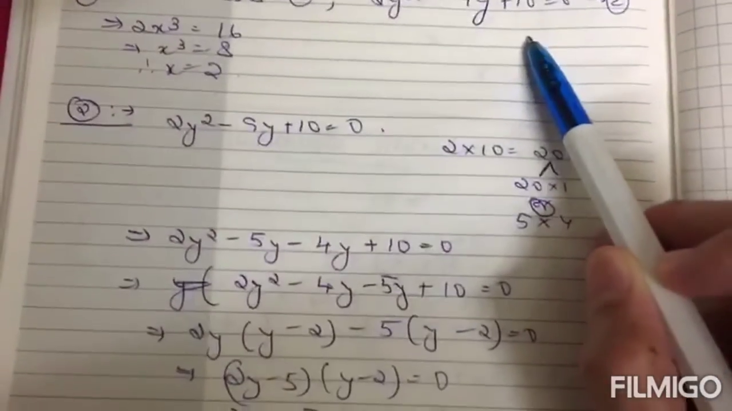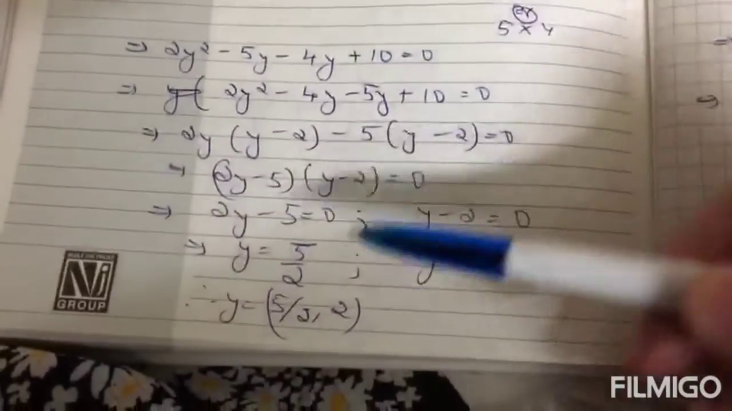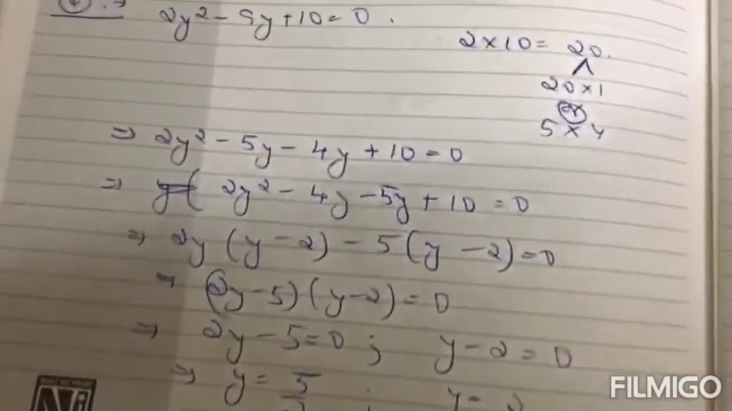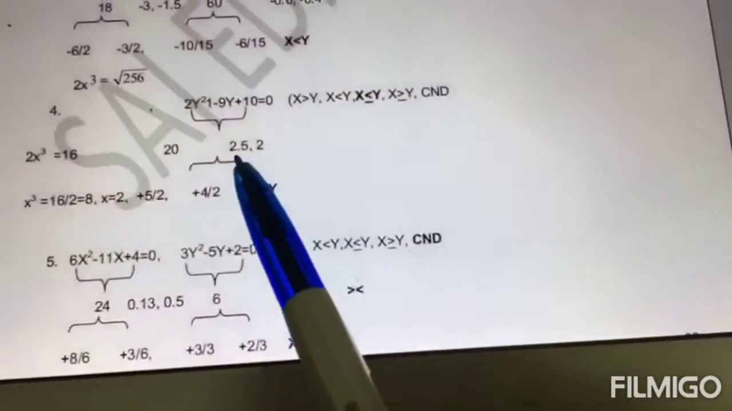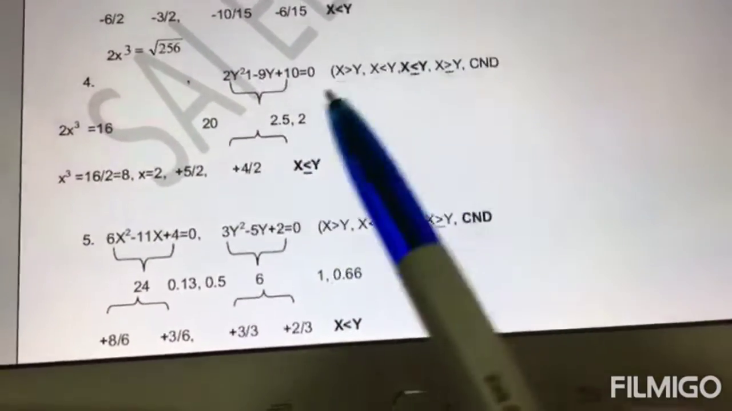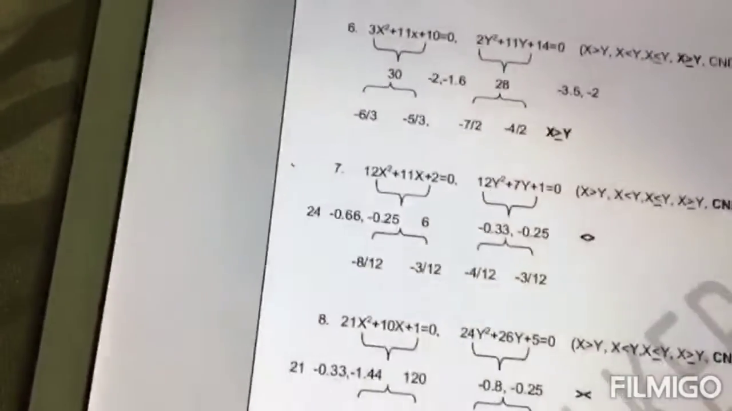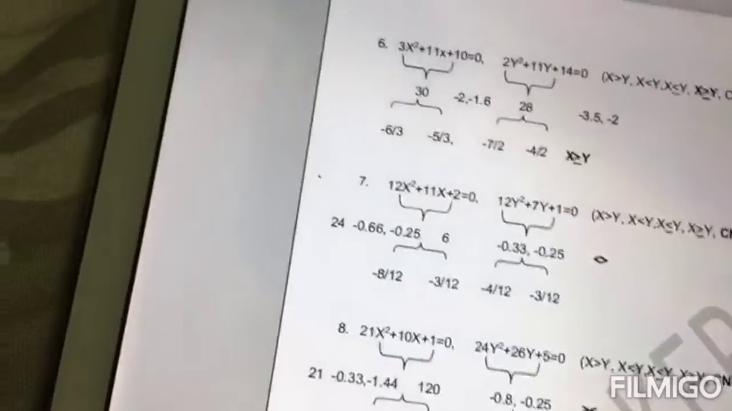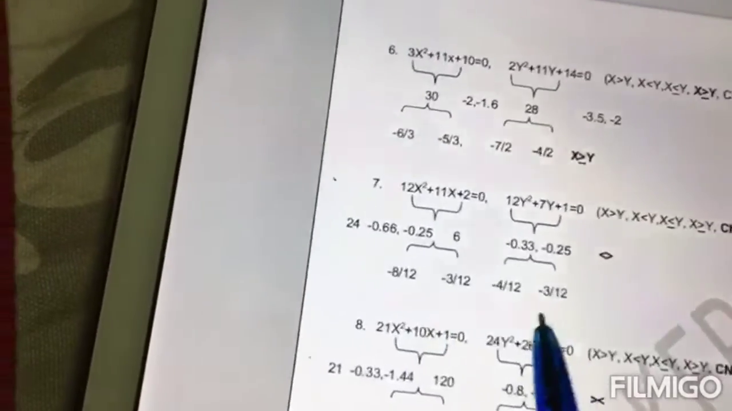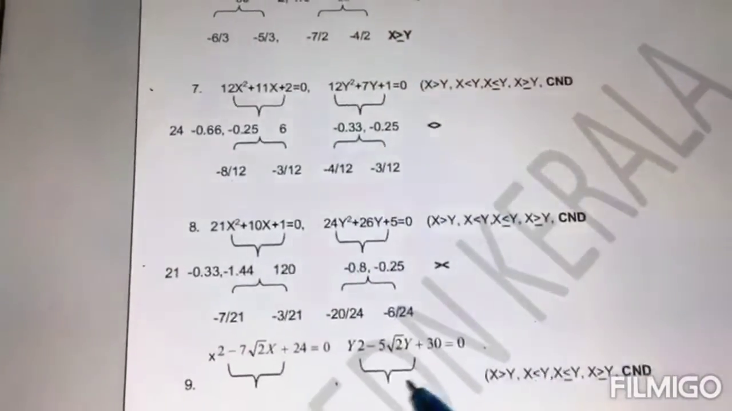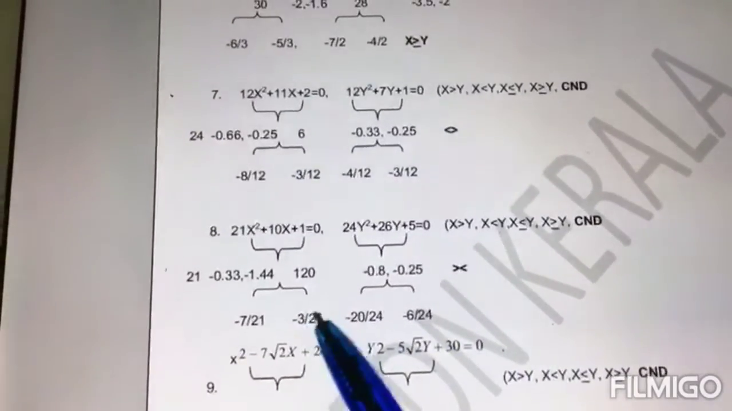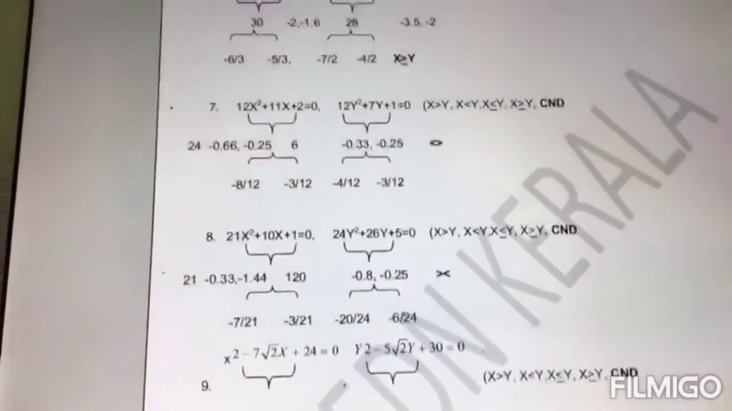Then you have this quadratic equation. Solve it the way I showed you. You will get the values of y as 5 by 2 and 2, which is what they have given here. 5 by 2 is 2.5 and 2, right? And x here you can get it as 2. Number 5, number 6 are similar, so please do it yourself. Number 7 is also the same. You will get fractions here as your answers. Number 8, you will get again fractions, so that's okay.